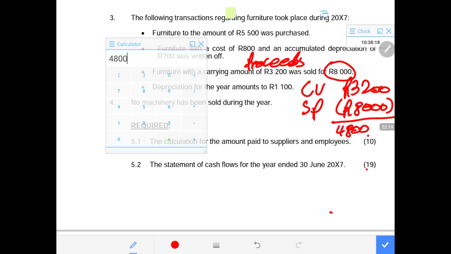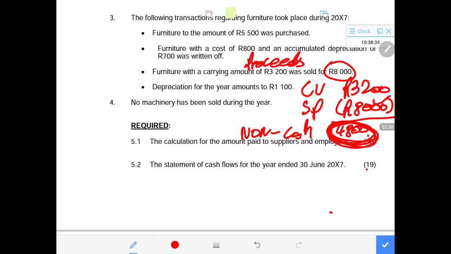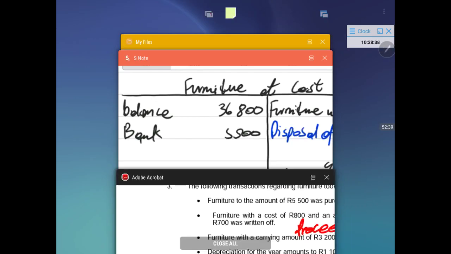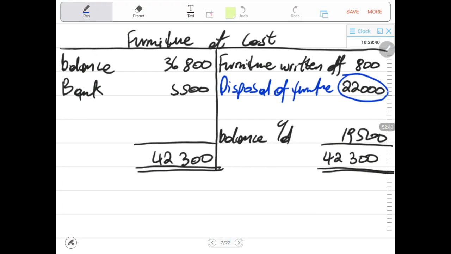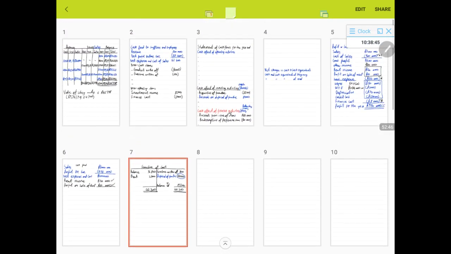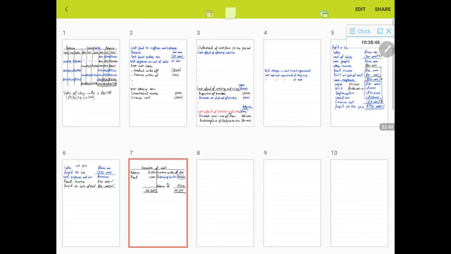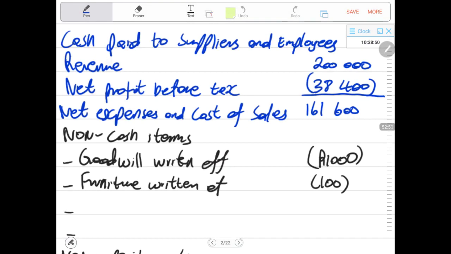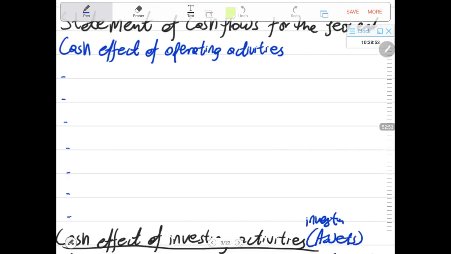Now I want to highlight the fact that the profit of 4,800 is a non-cash item. There is no money that is involved in this 4.8. We have already recorded the 8,000 under the proceeds on the disposal of the furniture, and the entire amount of 8,000 is recorded there. And we know that the profit is also inside that 8,000. I want to stress that it is very, very important to be mindful of that.